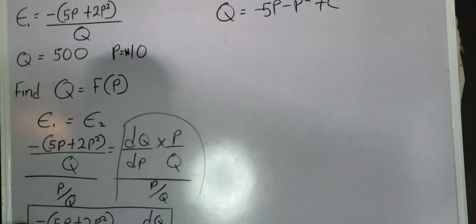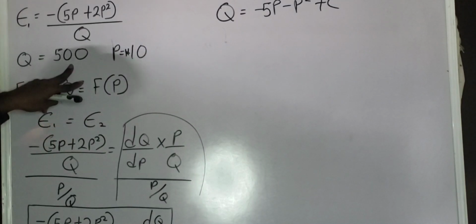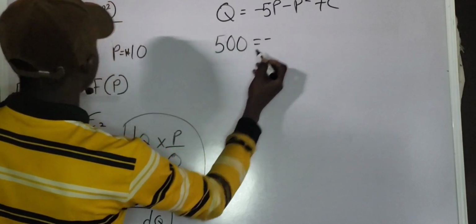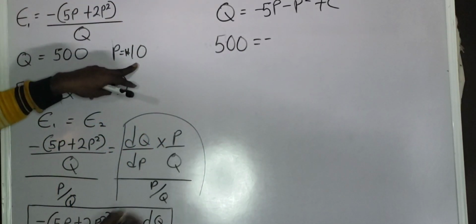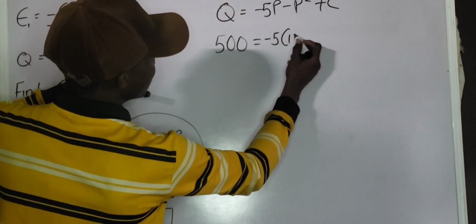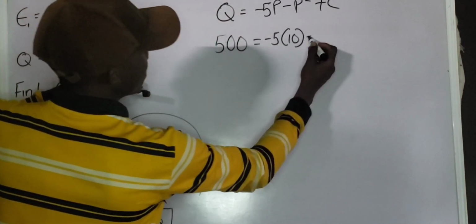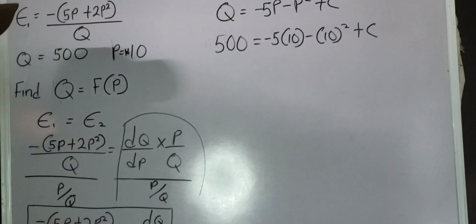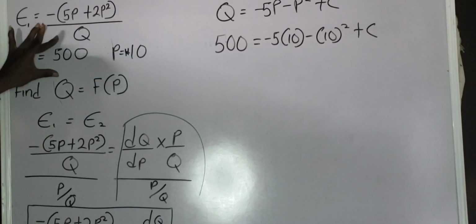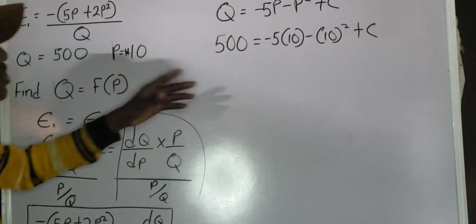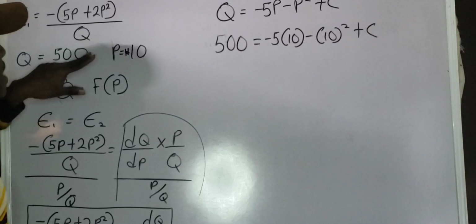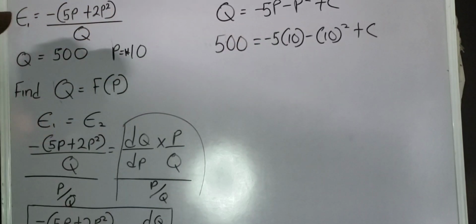So now, to determine the value of c, don't forget that we have been given that q is equals to what? 500. So I'm going to substitute the value of 500 as q, and don't forget that p is what? 10. So I'm going to have negative 5 into bracket 10 minus 10 squared plus c. I'm very sure you understand what I did in this place. Look at this. We've been given that q is equals to 500 and p is equals to 10. So in order to determine the value of my c, I substitute the value of q as 500 and the value of p as 10. So that's how I got this.